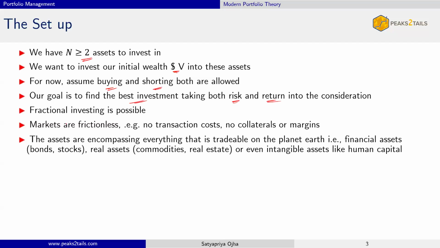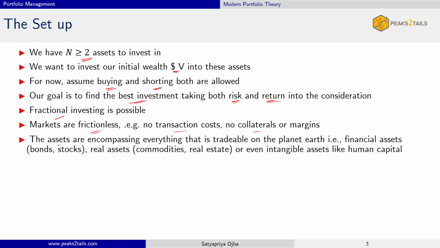A few more details. These are all housekeeping assumptions to make the math simple, right? You see these assumptions over and over. When you read about Black-Scholes, similar arguments are there. So fractional investing is possible. This is just to make the math simpler. Markets are frictionless. There is no transaction cost, no collateral, no margin.